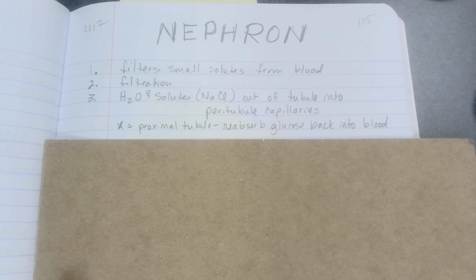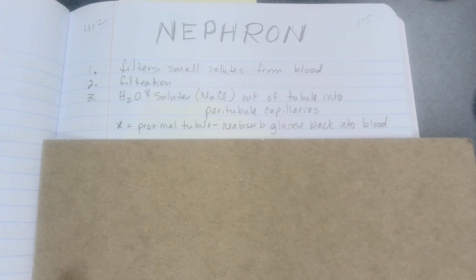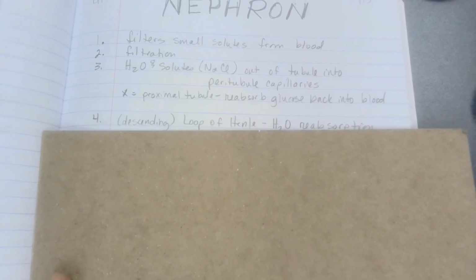There was an X right underneath my word for glomerulus, and that is indicating the proximal tubule. The proximal tubule is the major place where glucose is reabsorbed back into the blood. It's on the diagram, you can go back and take a look.